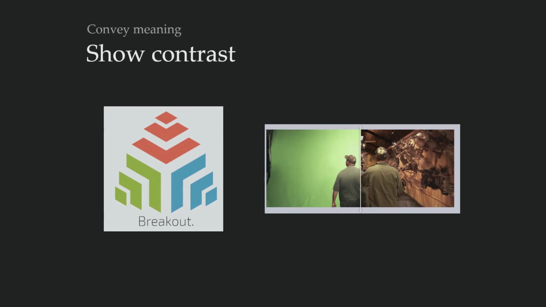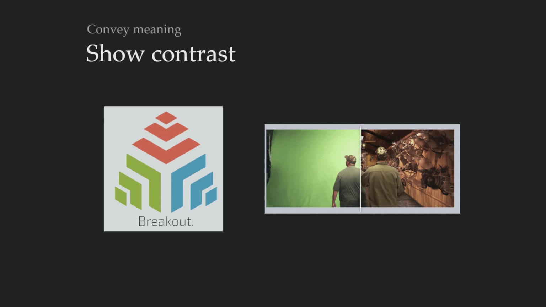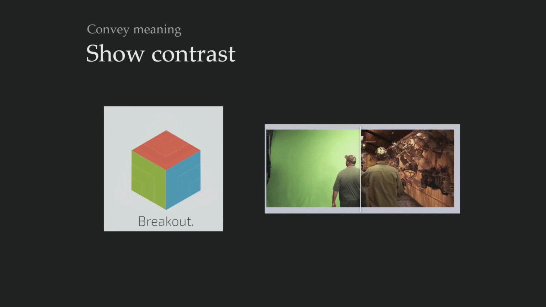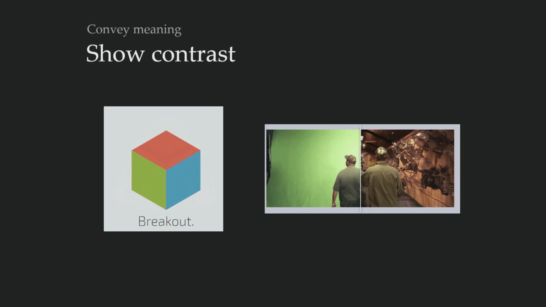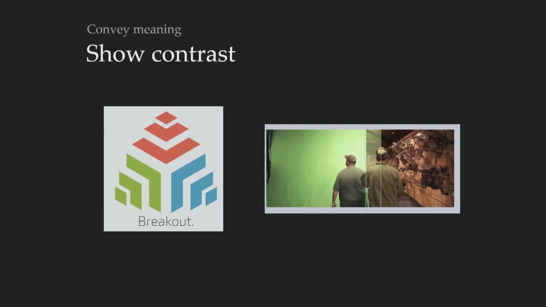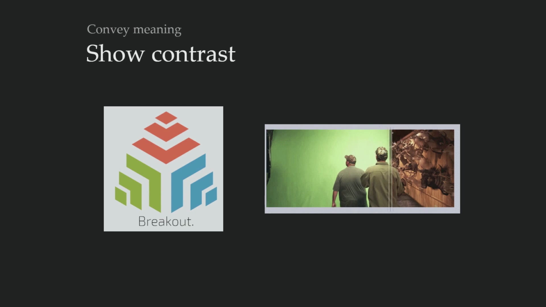Another way is to show contrast. So the example on the left is a logo that I worked on. The actual logo is this expanded state that you see. But the animation helps convey the thought of breaking out of the box much more than a static image would. And the animation is what actually provides that additional meaning, that additional understanding. On the right, it's a newer concept, but a concept that I really like.